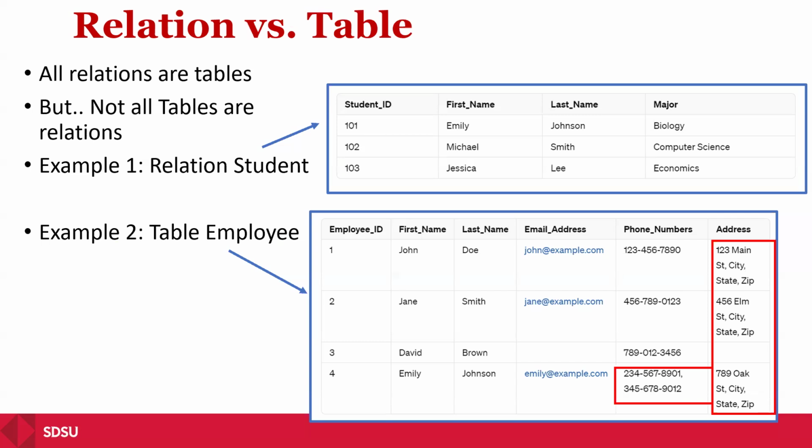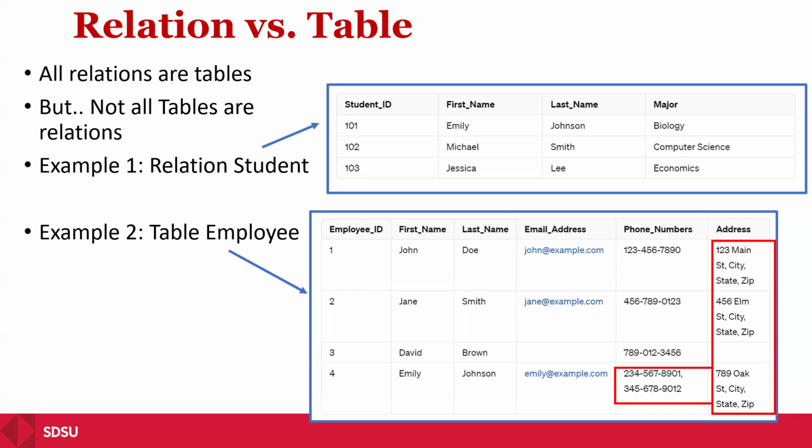We also see a table employee. Table employee also has attributes, five, actually six attributes here, and certain instances for employee one, two, and three. Let's look at the differences between the data in those two, given that we know that student in example one is a relation and example two is a table. So what is actually the difference here?